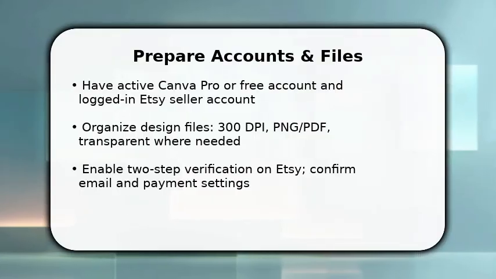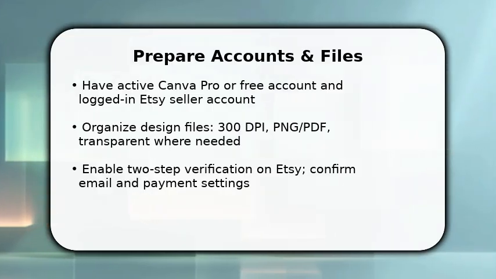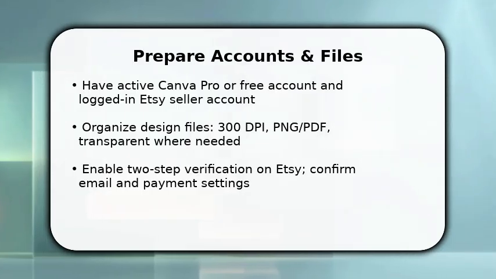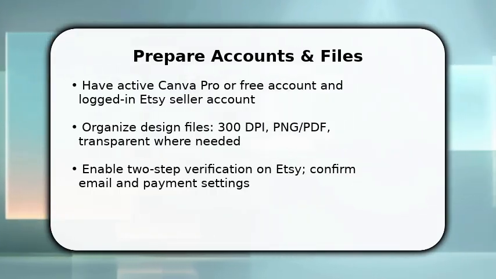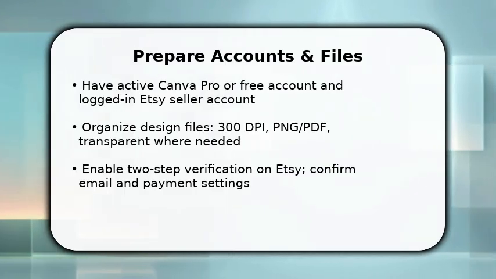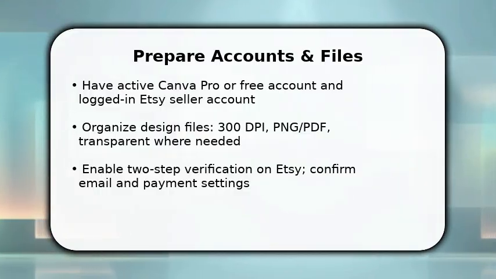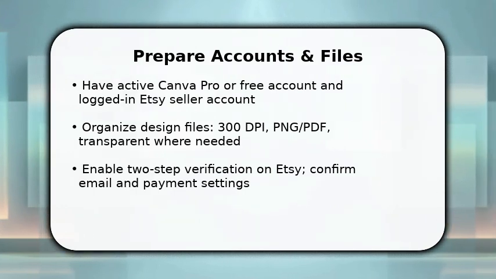You start by confirming both accounts are ready. Log into Canva and Etsy, and make sure your seller settings and payment information are correct. Once done, export your initial design from Canva in the correct format, 300 dpi PNG or print-ready PDF, so it uploads cleanly. Make sure file names are descriptive and include size specs. Also enable two-step verification on Etsy for security, because connecting accounts and listing sensitive items needs extra protection.